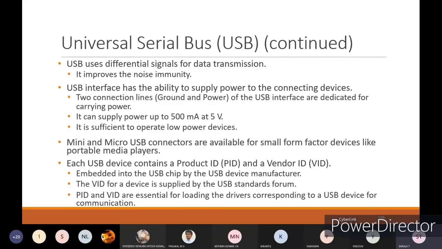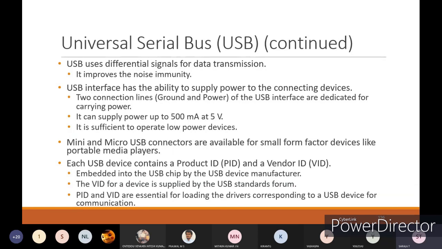USB uses differential signals for data transmission. It improves the noise immunity. It means if you are using these types of USB buses, they will use differential signals. For that reason, data transmission will be easier and it will also reduce the noise.